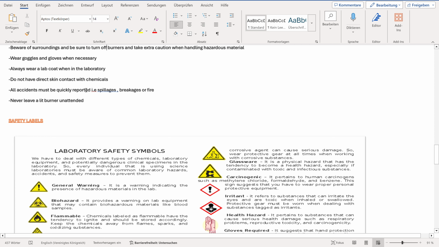All accidents must be quickly reported. That is spillages, breakages, or fire. Even though it's just a small spark of fire, you never know where it's going to lead. So you should report all accidents.